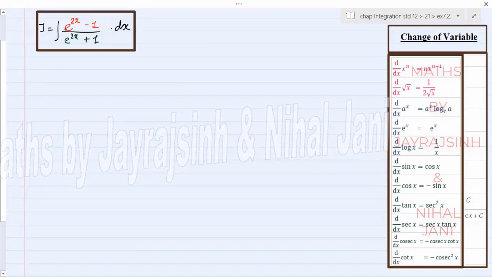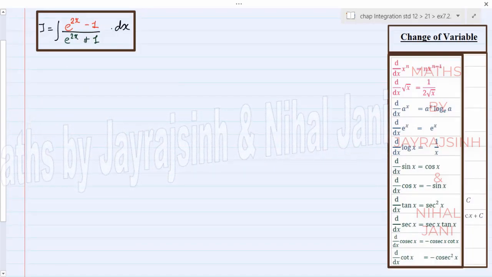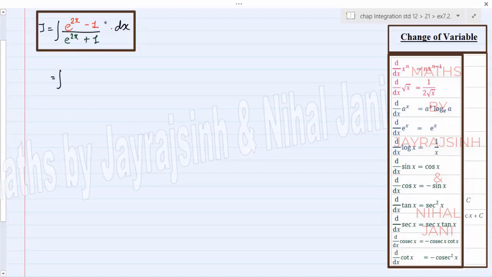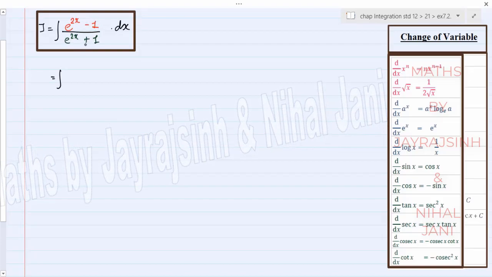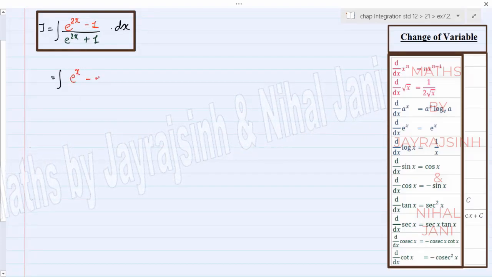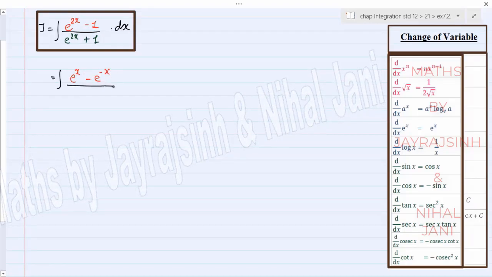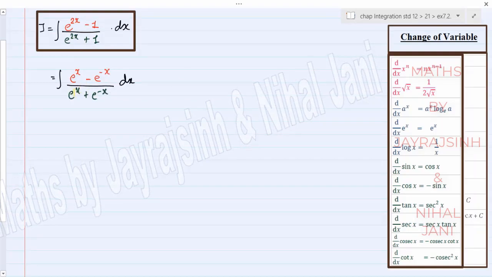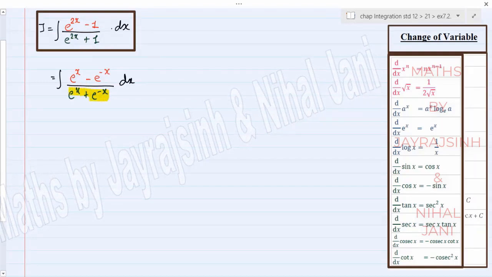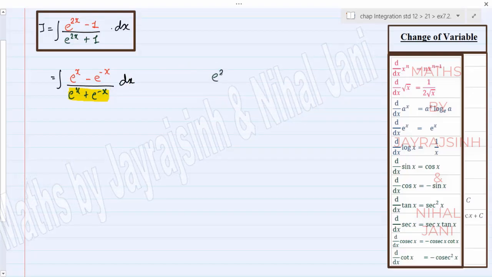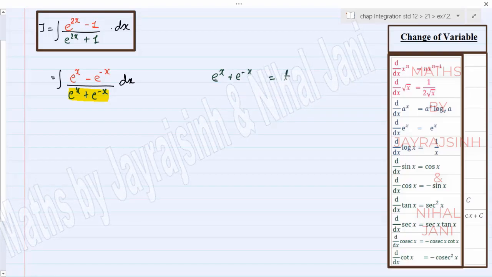Here we have to integrate e raised to 2x minus 1 upon e raised to 2x plus 1. So let's divide the numerator as well as the denominator by e raised to x. So here we'll get e raised to x minus e raised to minus x upon e raised to x plus e raised to minus x. Now we should assume e raised to x plus e raised to minus x is equal to t. So e raised to x plus e raised to minus x will be our new variable t.